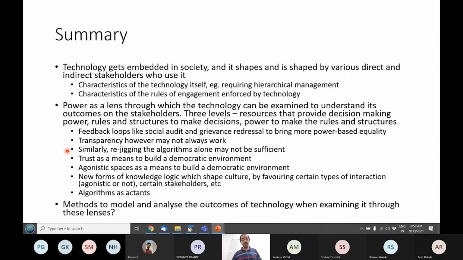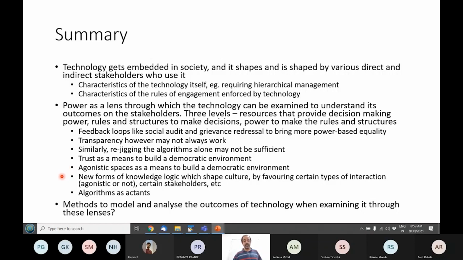Now, to fix some of these, it becomes important to think that at level 3 there should be an environment which is more democratic, where there is more trust. Another way to think about it is in terms of this environment being an agonistic space, so that debate and criticism can happen openly.